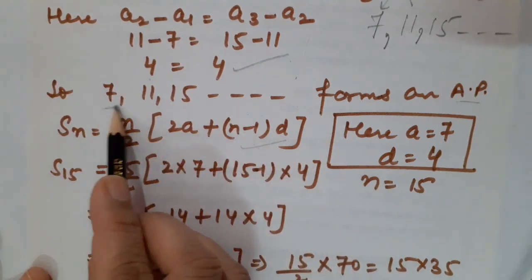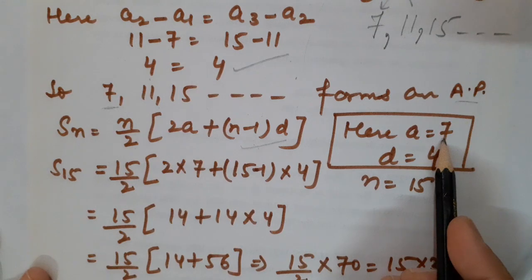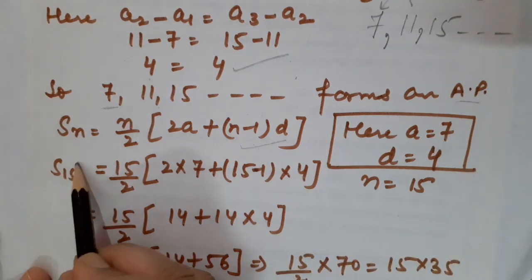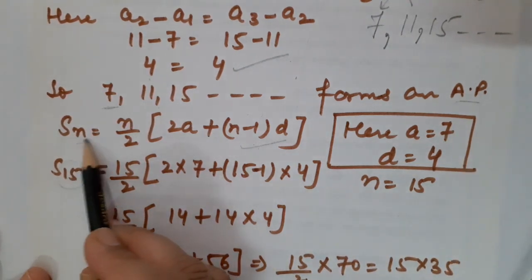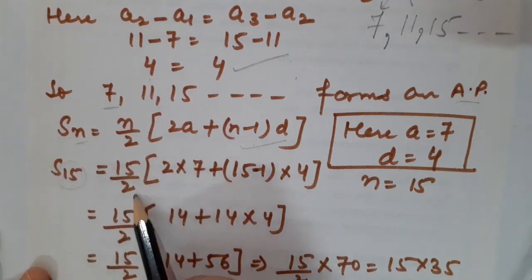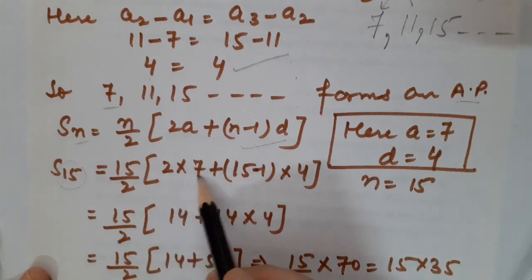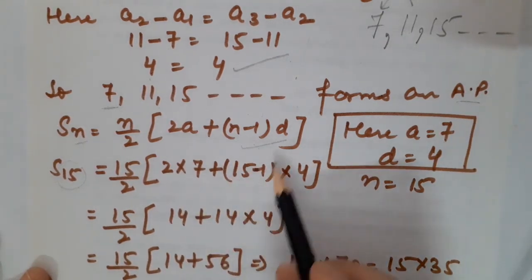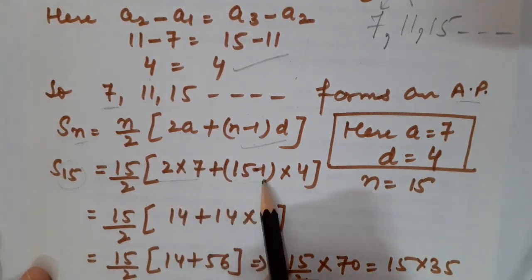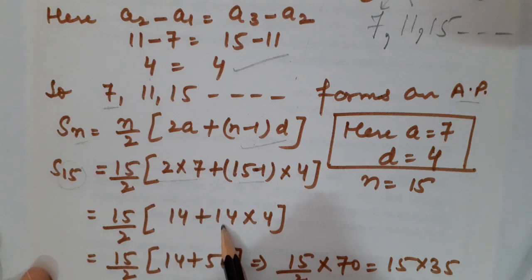How? Because I know a is 7, the very first term of the AP. Common difference is 4. And how many terms? The sum I am going to calculate is for 15 terms. So definitely in place of n I am going to substitute the value 15. It would become S15 is equal to 15 by 2 into 2 into 7 plus 15 minus 1 into 4. Correct? So 2 7s are 14 plus here also I am going to get 14. That would be 15 minus 1 into 4.